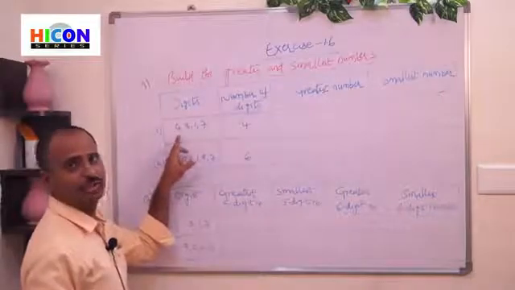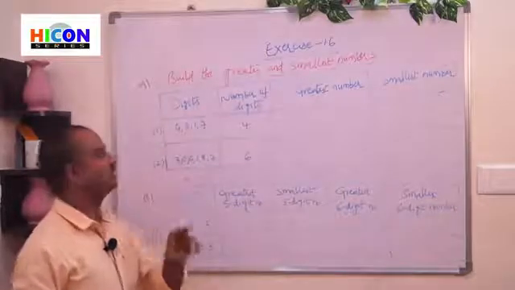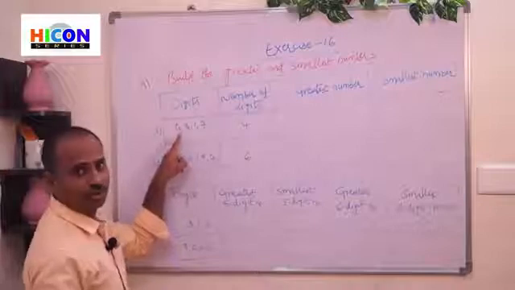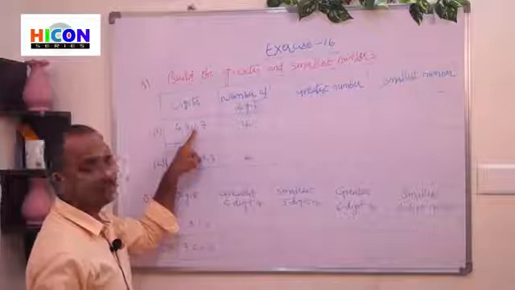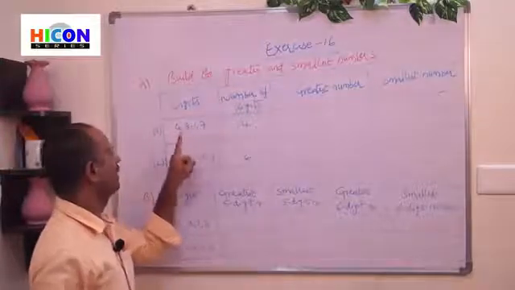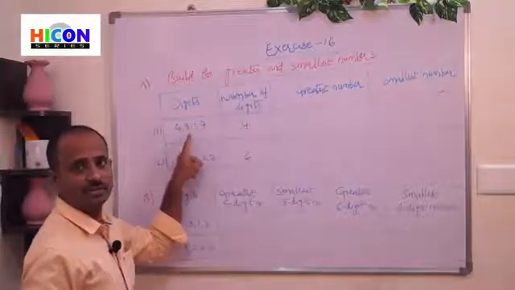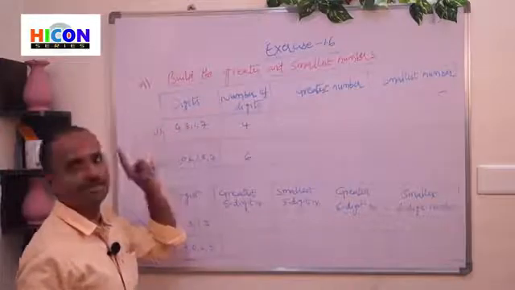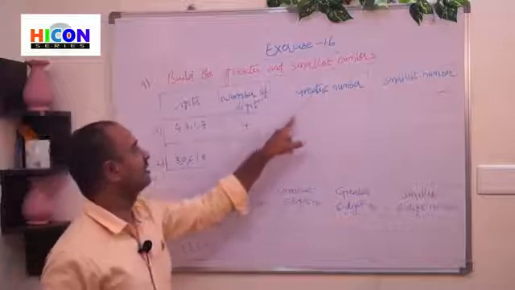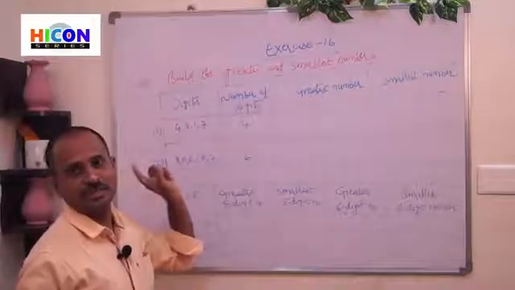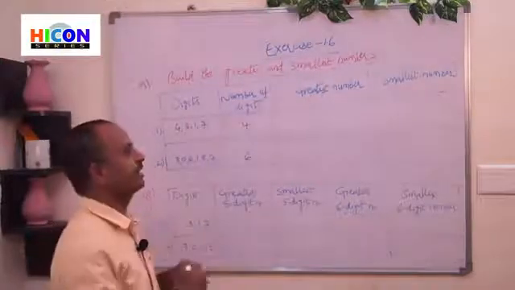In the first problem, 4 digits are given: the first one is 4, the second is 3, the third is 1, and the fourth is 7. So the number of digits is 4. You have to write the greatest number with these digits. So how can we obtain the greatest number?